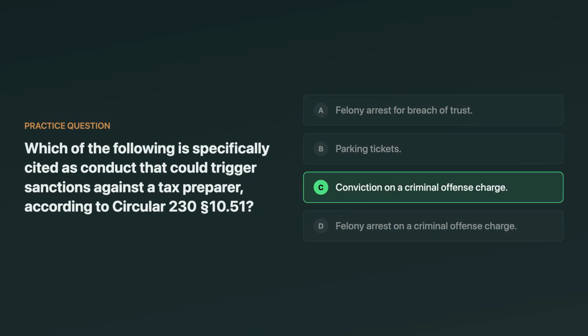The correct answer is conviction on a criminal offense charge. Circular 230 Section 10.51 specifically lists conviction of a criminal offense as disreputable conduct that can lead to sanctions. A tempting wrong answer is a felony arrest because it sounds serious, but the rule is written around conviction, not just an arrest.